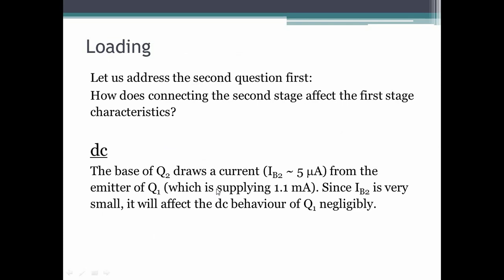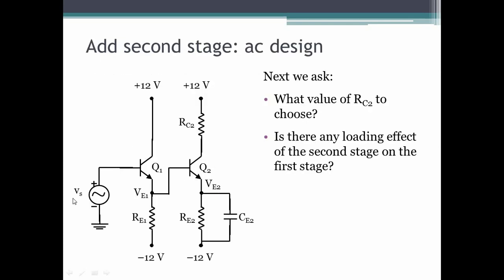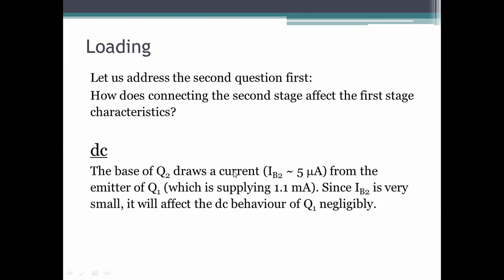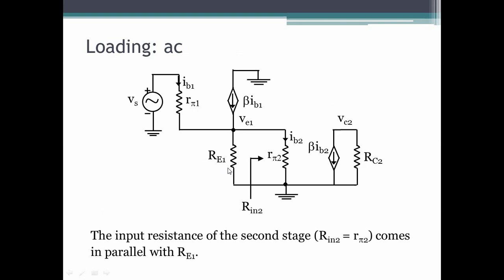What about the AC? We need to find the AC characteristics of the first stage when we connect the second stage. So what we should do, to make sure that we are doing things right, is draw the complete AC equivalent circuit of these two amplifier stages together. So here it is.